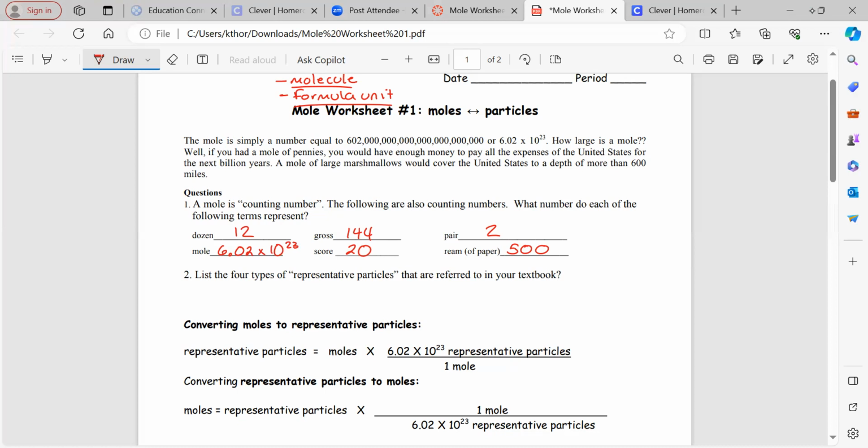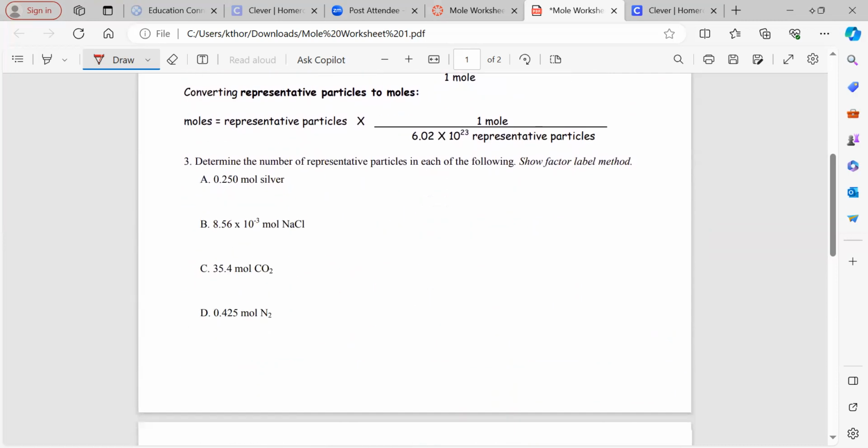And that goes to number 2. List the 4 types of representative particles that are referred to in your textbook. Atoms, ions, molecules, and formula units. Okay. Now I have my calculator on standby. I know you guys can't see it, but I assure you I have it, and you should have one with you too. Okay, so let's begin.